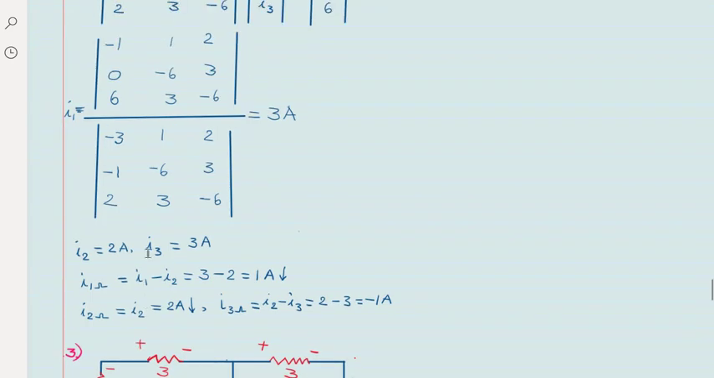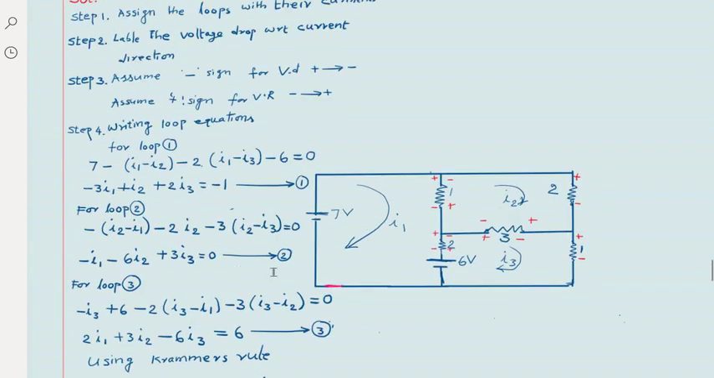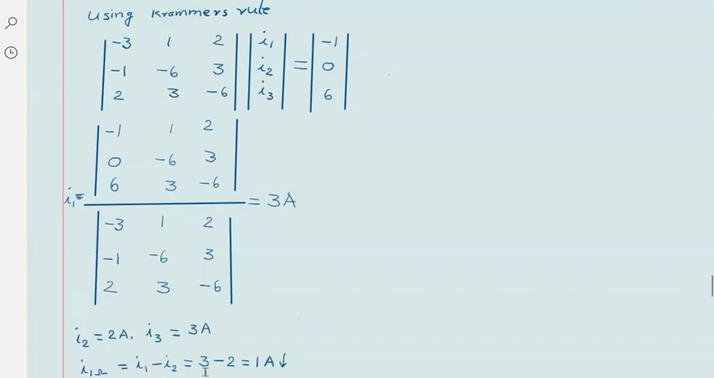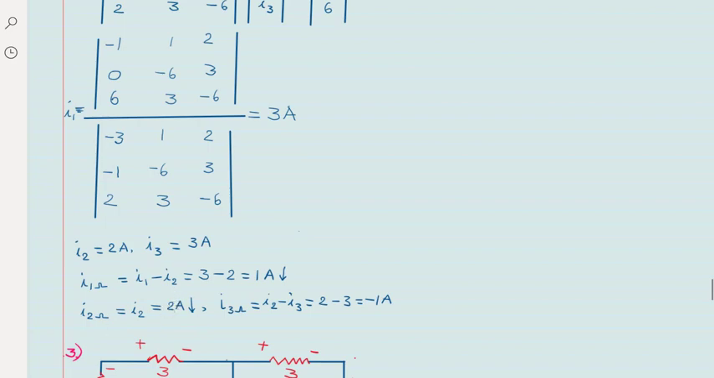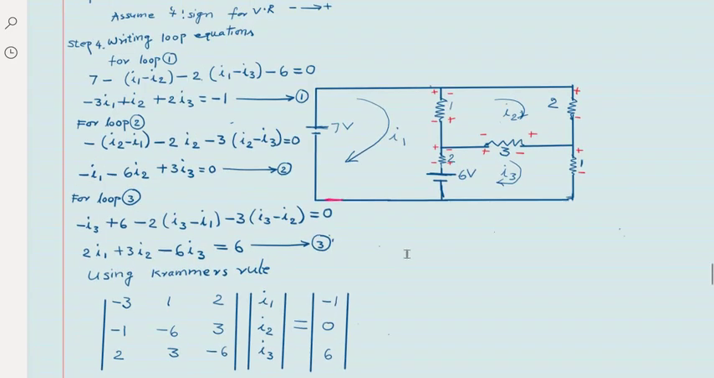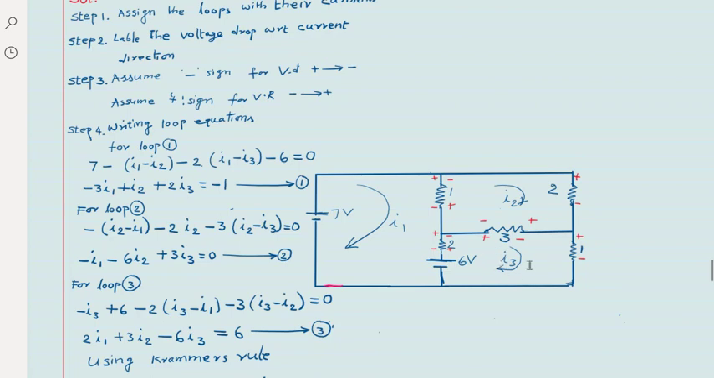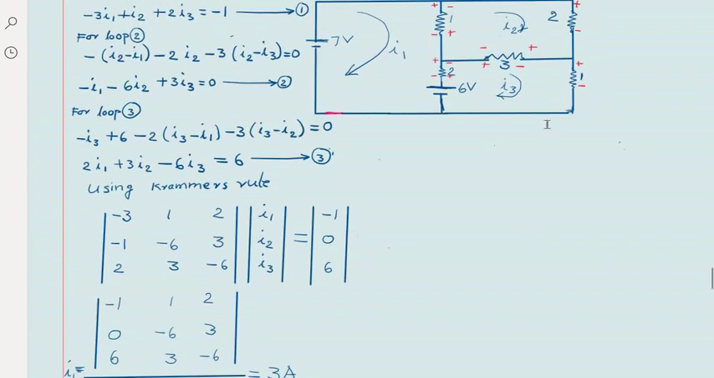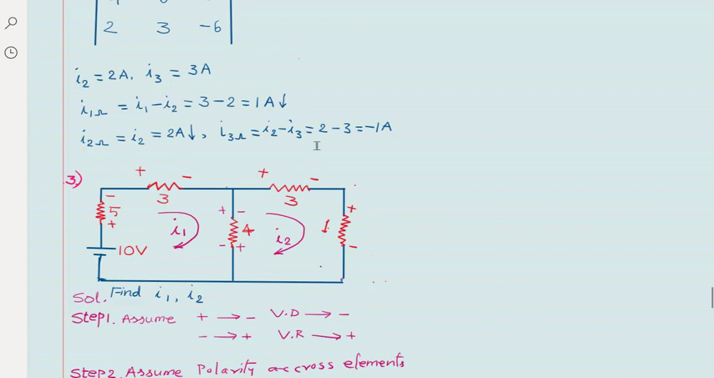Similarly, this is the 2 ohm current. Here the current flowing is I2, and I2 we already calculated as 2 amperes. Similarly, for the 3 ohm resistor also we can find the current flowing here. The difference of I3 and I2 is the 3 ohm current. That is I2 minus I3 or I3 minus I2, we get 1 ampere magnitude.